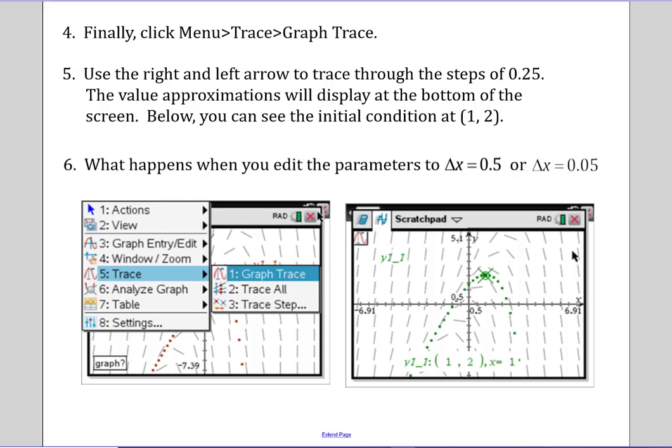It won't be something that you're required to do on the AP exam. They don't test your calculator knowledge. So that's the end of Euler's method. It's just a little tedious.